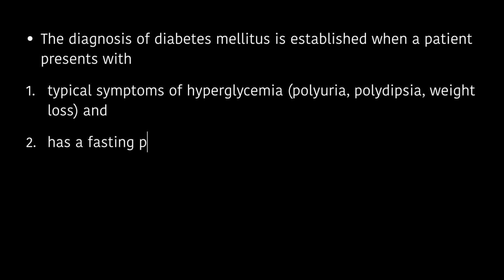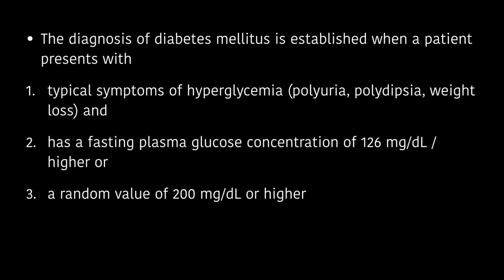The diagnosis of diabetes mellitus is established when a patient presents with typical symptoms of hyperglycemia, such as polyuria, polydipsia, weight loss, and has a fasting plasma glucose concentration of 126 mg per deciliter or higher, or a random value of 200 mg per deciliter or higher.